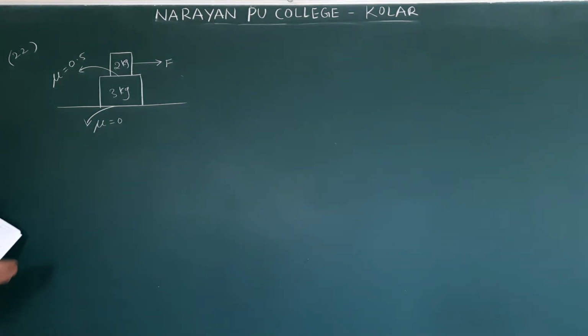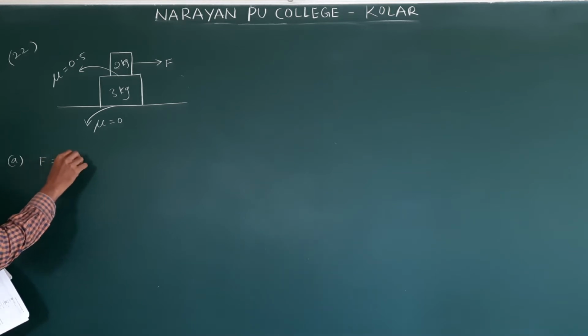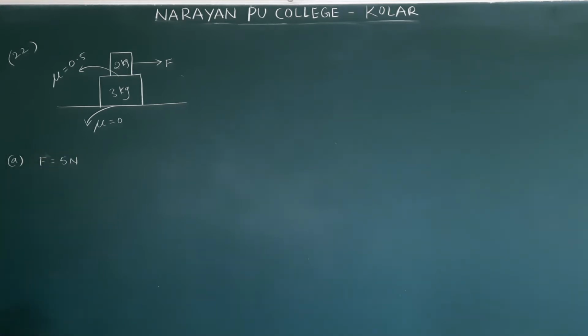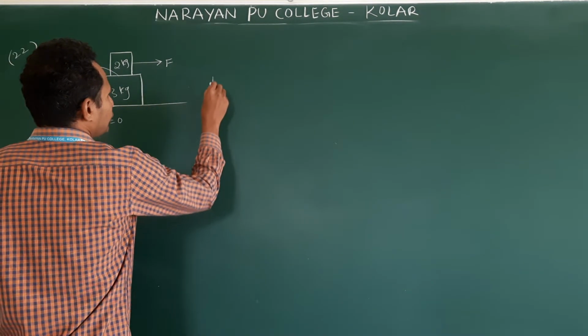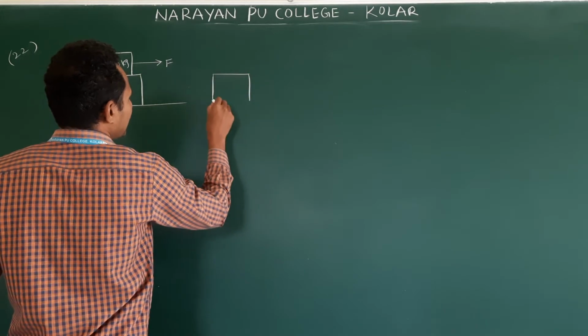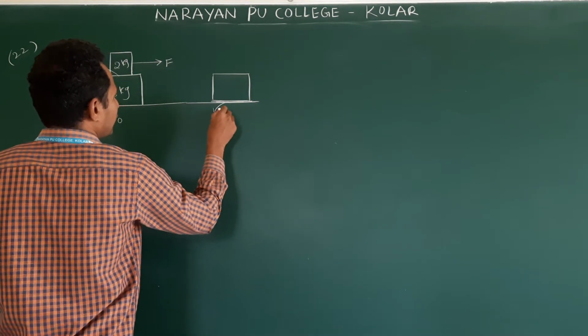First, what they are applying in A. A is what? 5 newtons. Means F is equal to 5 newtons. Clear? So, what we need to understand is how this friction acts on the first block and the second block. This is smooth, right?